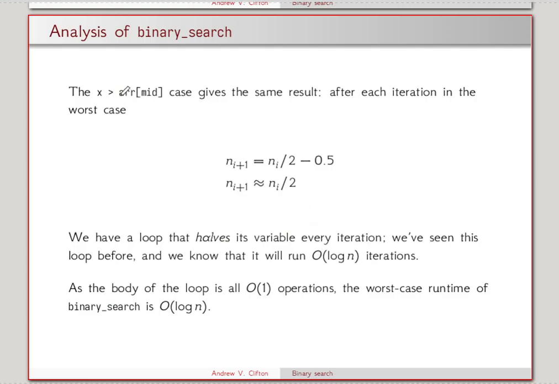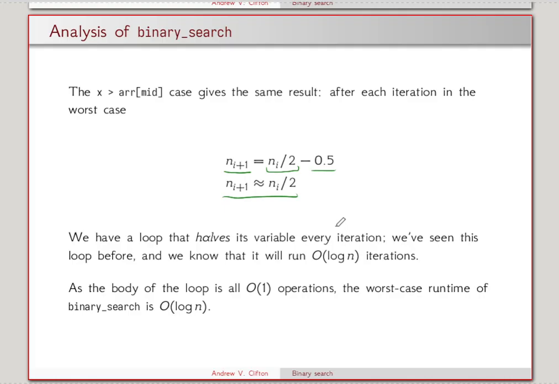If you do the other one, if you do the x is greater than the midpoint, you get the same result here. So after each iteration, in the worst case, the new number of things left to look at is equal to the original number of things divided by 2 minus about a half. So we can basically say that at each step, the number of things that I need to look at is half of the previous number of things.